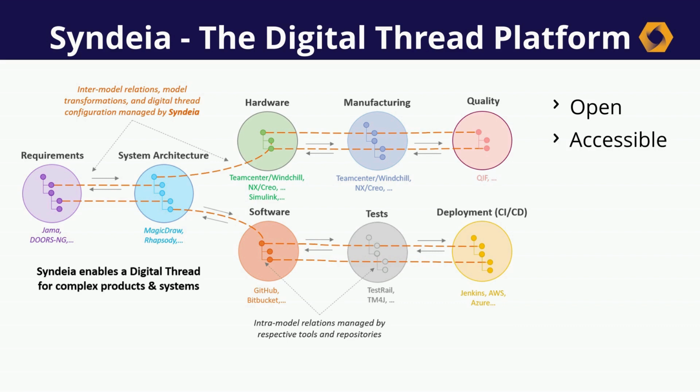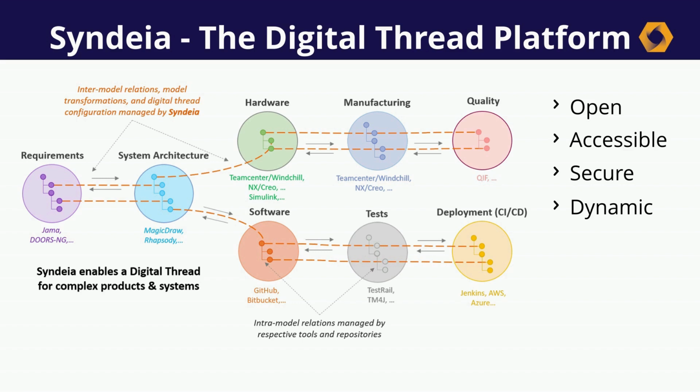We want it to be accessible, that is, the information to be easily available in a variety of ways to all of the authorized users. We want it to be secure, not available to people who are not authorized. We want it to be dynamic, which means that as the system develops, as it evolves, we want our digital thread to evolve in parallel.